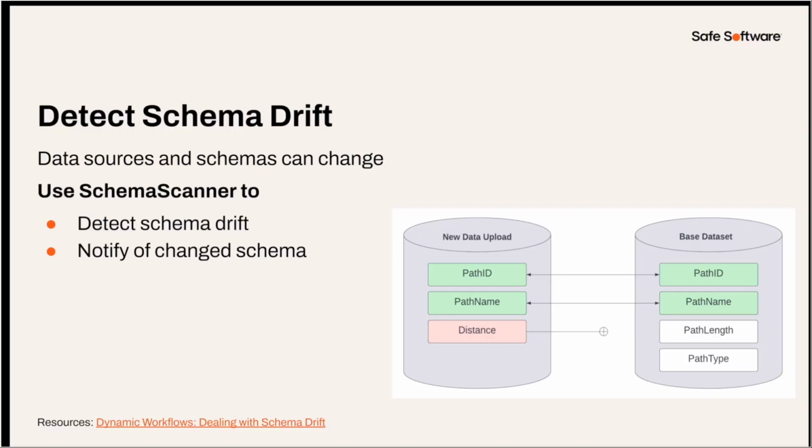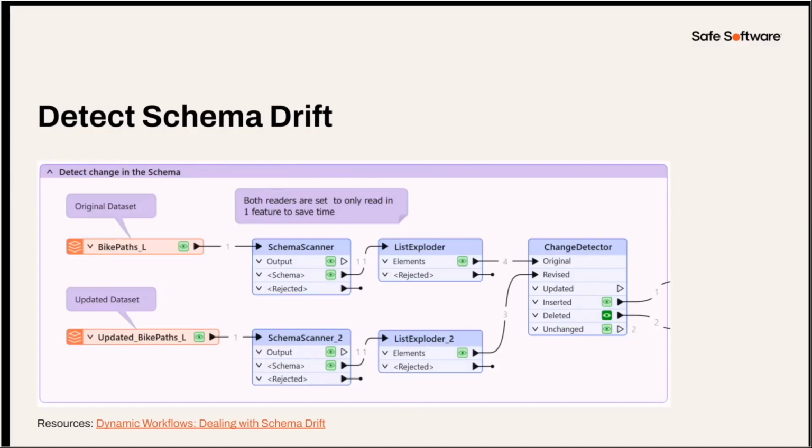So just looking at the screenshot here, this shows the base dataset and the new data upload. You can see that the attributes don't quite match. So in the new data upload, the path length from the base dataset was named distance, and the path type is missing. So tying this into the first screenshot, we have added a SchemaScanner transformer to both the original dataset and the updated dataset. So this allows us to compare the schemas before proceeding with the update of the base dataset.